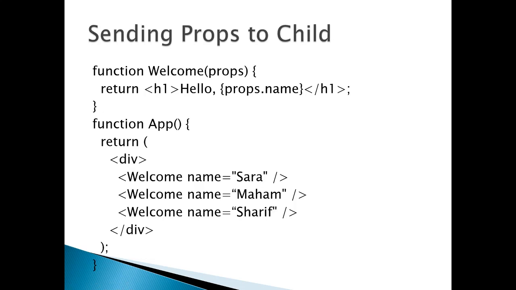This is another example. We have a functional component, function Welcome, which receives the props and returns Hello props.name. And we have another functional component, function App. It is calling the Welcome function three times using JSX syntax. It is calling the function and passing Sarah, calling it and sending Maham, calling Welcome and sending Sharif. So what will it print on the screen? It will print Hello Sarah, Hello Maham, Hello Sharif onto the screen. Three lines, three H1 headings.